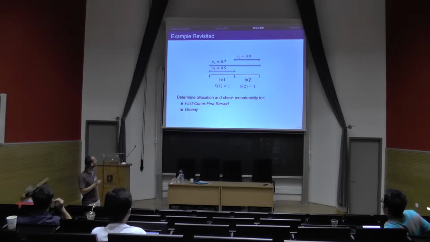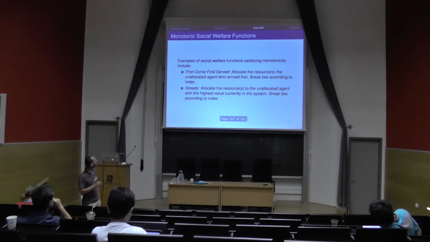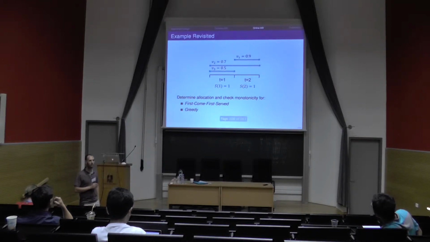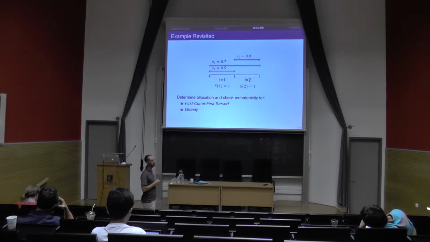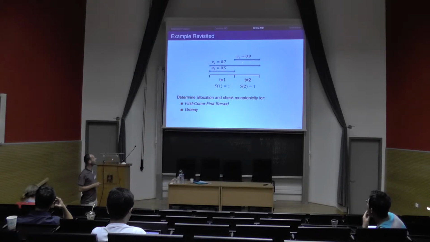What happens? So we said we would break ties according to the index. So in this case, these arrive at the same time. So at this point, agent 2 gets allocated. Here we have another item, but now this agent is no longer in the market. So then this guy is the only one in the market, so we allocate the item to agent 1. Okay. So does this break monotonicity?